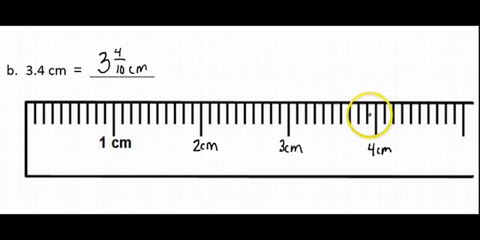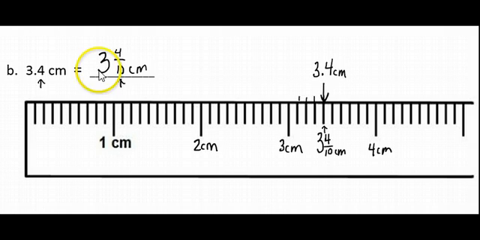And again, the centimeter has been divided into tenths. So I just have to find the 4/10 mark. So here's 1/10, 2/10, 3/10, 4/10. So here's my 3 and 4/10 centimeter mark on the ruler. I can also write that in fraction form. They both refer to the same point on the ruler.